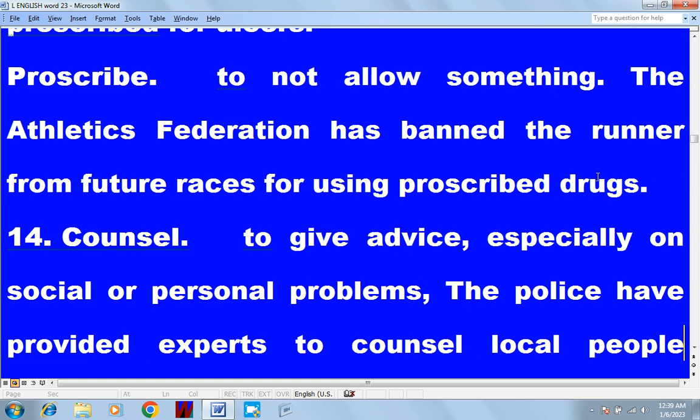Proscribe, only difference of E and O. P-R-O-S-C-R-I-B-E, to not allow something, means forbidden. The Athletics Federation has banned the runner from future races for using proscribed or banned drugs.